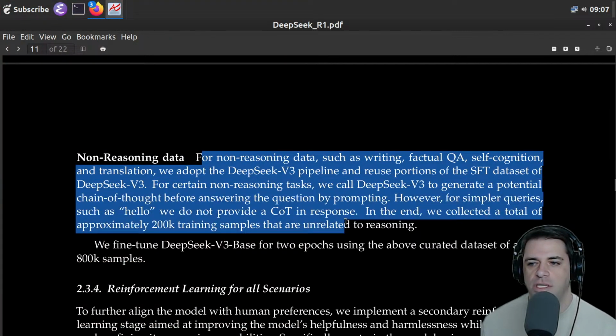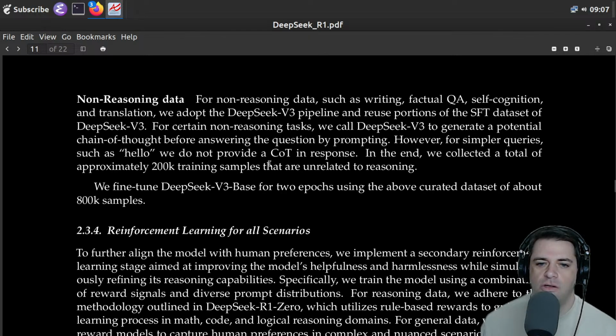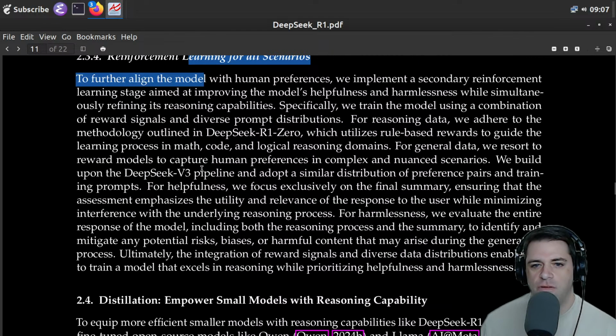They have some non-reasoning data. For simpler queries such as hello, we do not provide a chain of thought in response. In the end, we collected a total of approximately 200,000 training examples that are unrelated to reasoning. So they have other things that don't require a chain of thought. They have different data for different scenarios. This is where what you might call the censoring comes in.